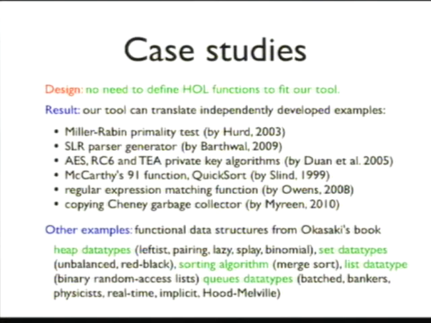So this results in us being able to apply our tool to various functions that already exist in the library of HOL, just to see if they translate. And these are some of the examples. Some of them are quite sizable, like the parser generator. And then we also tried some from Okasaki's book. Some of these had interesting data types in them.